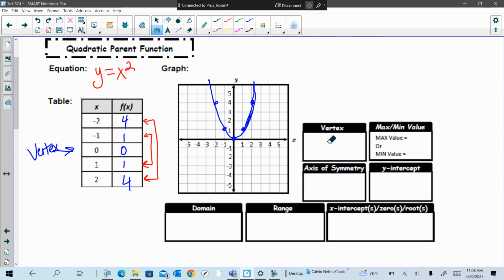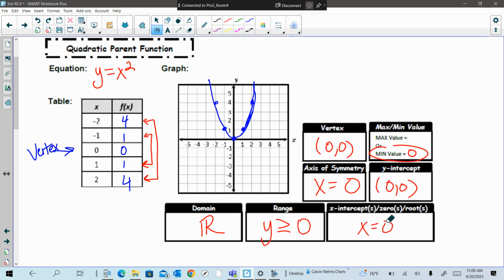Our vertex is at what point? 0, 0, done. Do we have a max or min? And our value? 0, good, done. Axis of symmetry. So x equals 0. Y-intercept? 0 again, done. Domain? All real numbers. Range? Something was 0. What is the something? Y? Yep, y is greater than or equal to 0. And our x-intercept? 0. There's only one root here, okay?